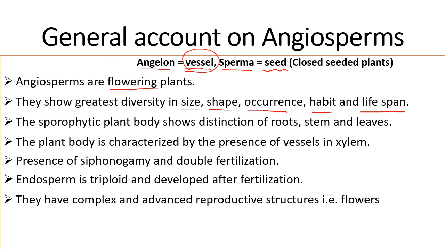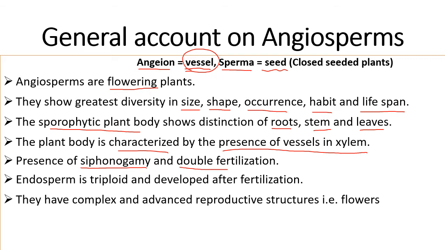The sporophytic plant body shows distinction of root, stem, and leaves. The plant body is characterized by the presence of vessels in the xylem. This is a very important anatomical character of angiosperms. Then there is siphonogamy. Siphon means tube and gamy means gametes. The male gametes are carried towards the female gametophyte through a tube-like structure called the pollen tube, and that is called siphonogamy.